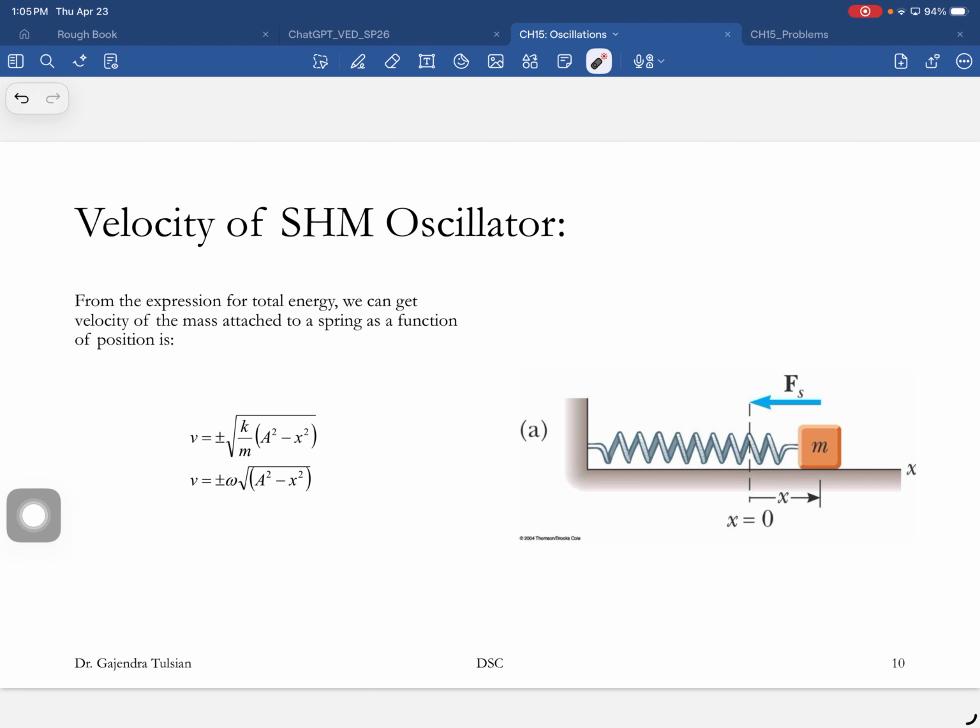When is it at rest? When is it at its stop? At the ends. If A is the amplitude, here the velocity should be 0, so let's put x equal to A, and this will make it 0. It's going the fastest at x equal to 0. And so on. So this gives you the velocity as a function of position.